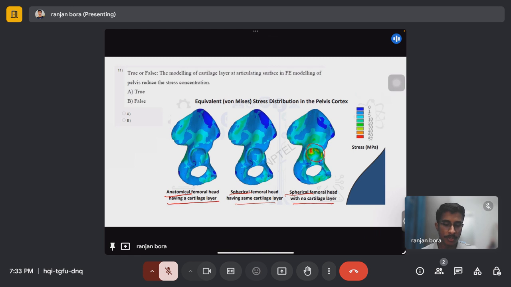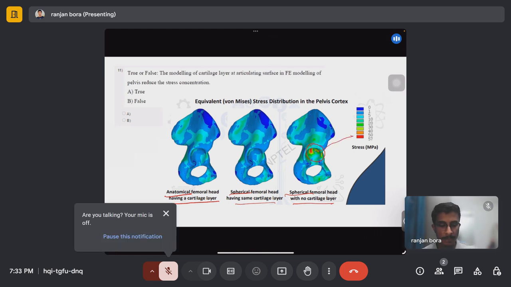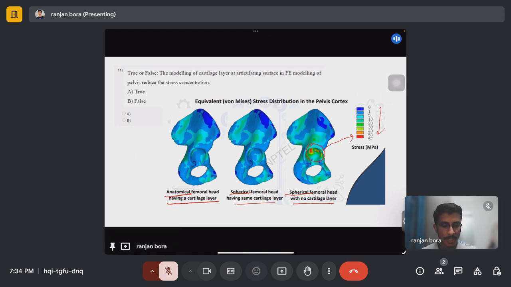in these red contours. And from here you can see the red contours mean more stress. So if we do not consider the cartilage layer, then we will get higher stress, and because of the higher stress, there is higher stress concentration. So this statement is a correct statement. The modeling of cartilage layer reduces the stress concentration.